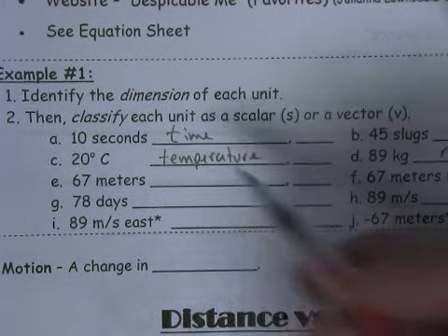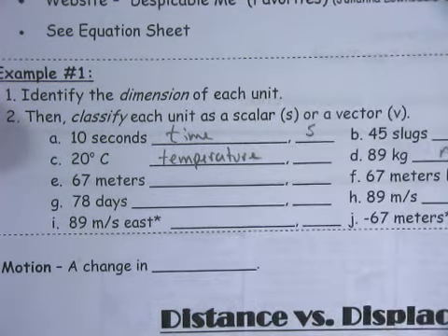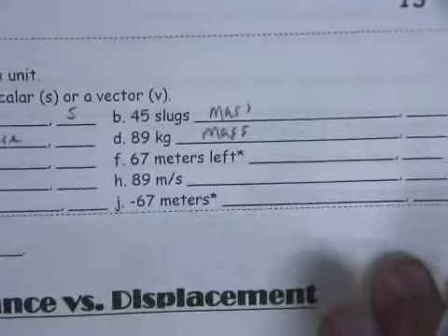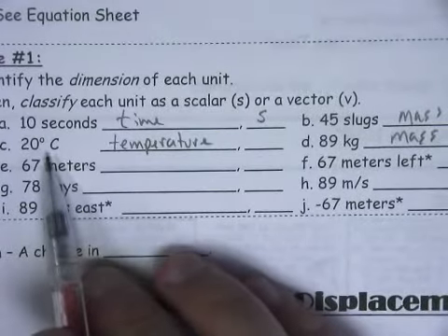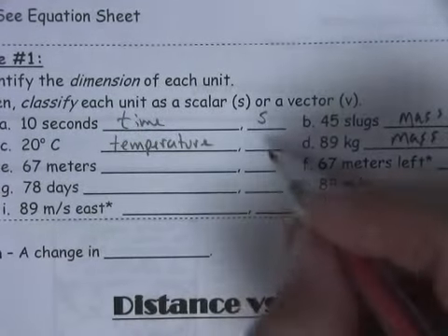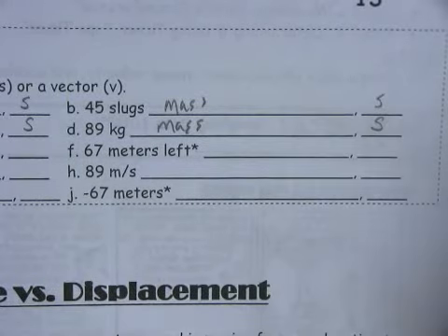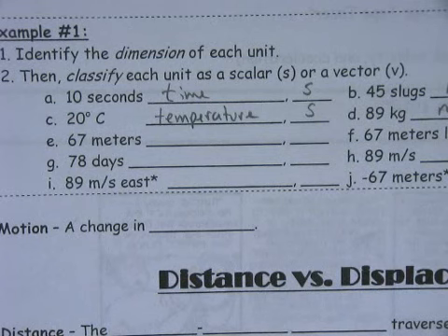Seconds doesn't have any direction to it, so we'll call it a scalar. Slugs doesn't have anything on it, so we'll call it a scalar. Degrees Celsius doesn't have up, down, left, or right, so scalar. Kilogram, scalar. There are a couple of vectors tucked into the rest of this one. Give it a whirl and see what you can get, and then check on the video.